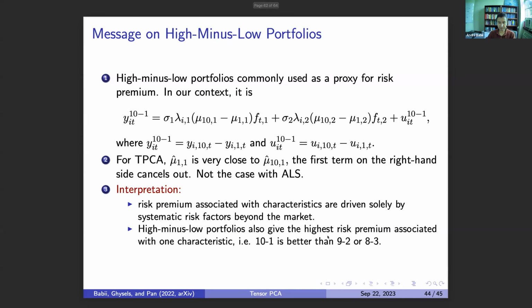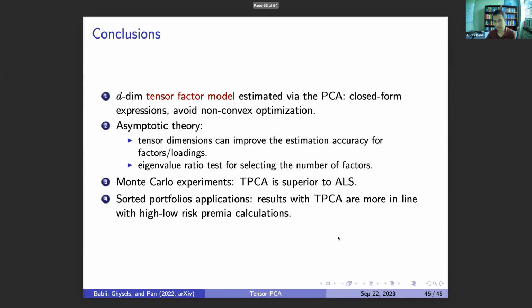And we can also see that the high minus low portfolios give us the highest risk premium associated with a single characteristic. So we get better results when we look at 10 minus 1 compared to 9 minus 2 or 8 minus 3. This confirms that it makes sense to construct factors by looking at the difference of extreme deciles.